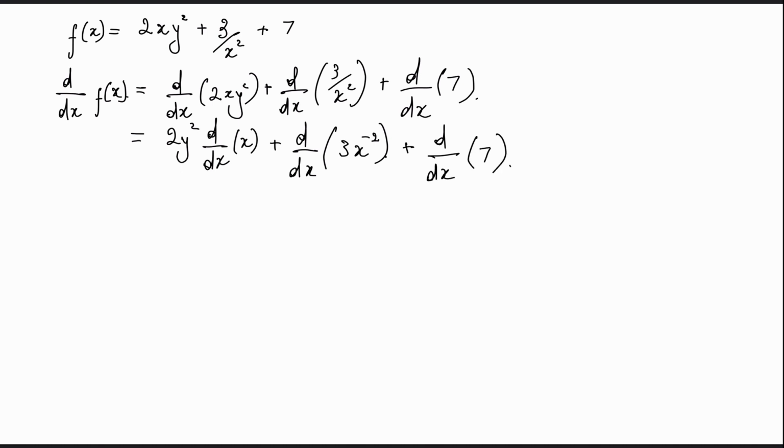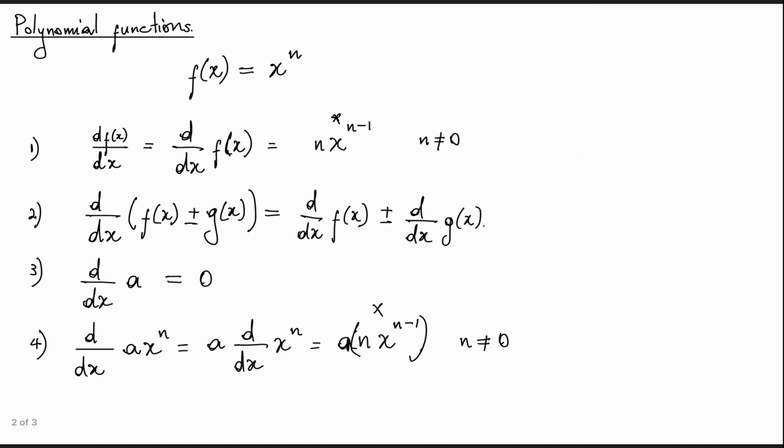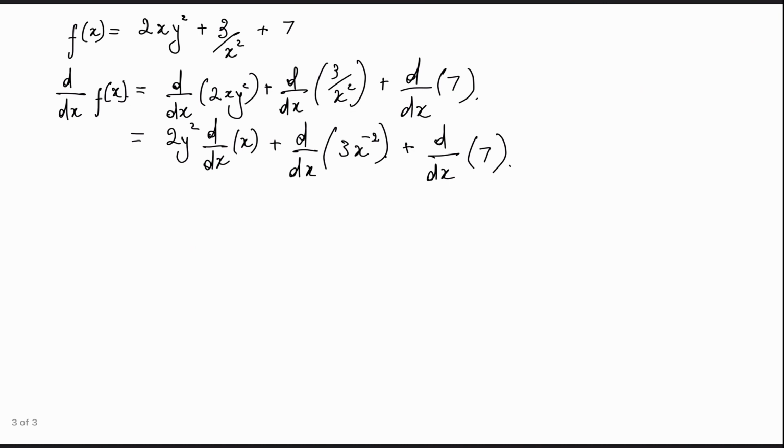And we can already simplify this part, because we have something that is independent of x. Actually, the power of x here is 0. And the rule for when the power of x is 0 was the third rule. That is, the derivative of anything that's independent of x is equal to 0. So this last term is going to be 0, because this thing doesn't depend on x. It doesn't change with x.